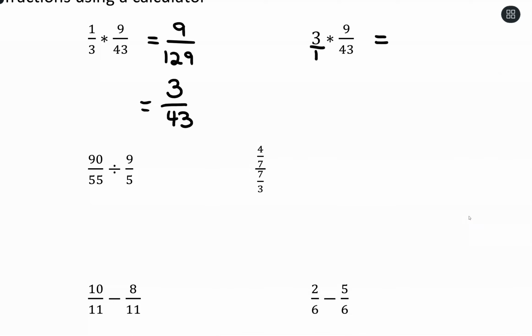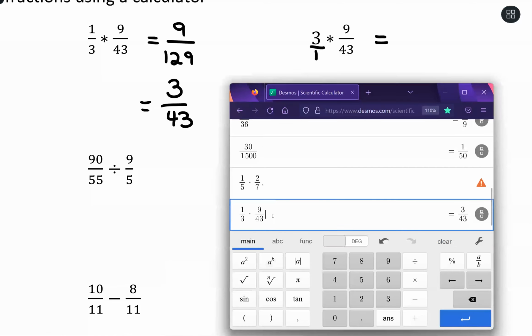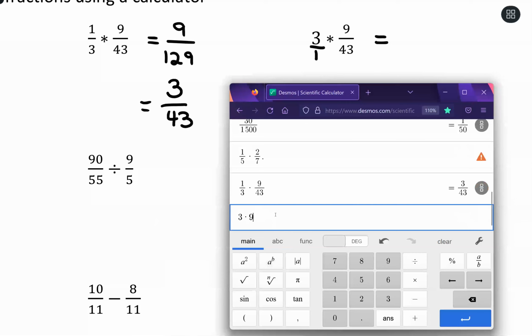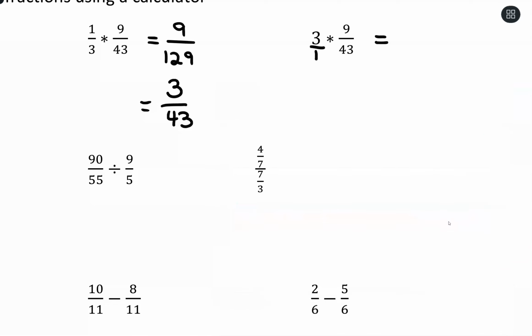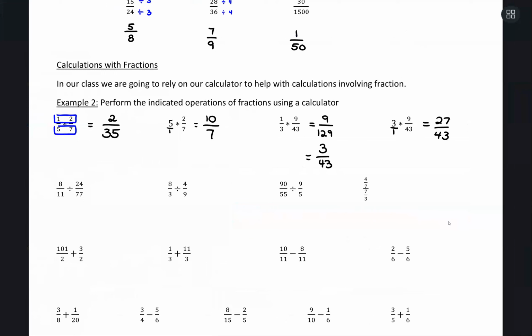All right. And then 3 times 9 over 43 should be a 27 over 43. All right. So that's our multiplication. Really, you're just multiplying across numerator, across denominator. That's how we plug it into the calculator.